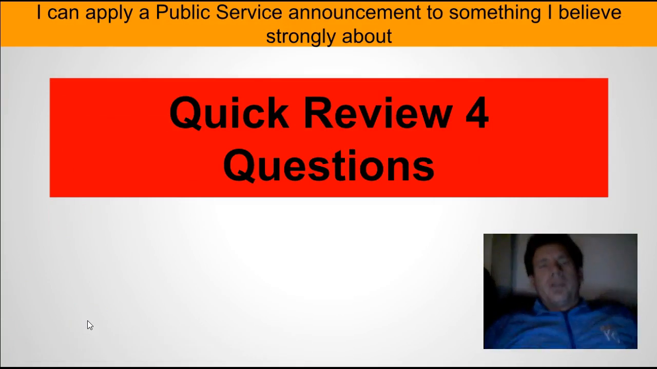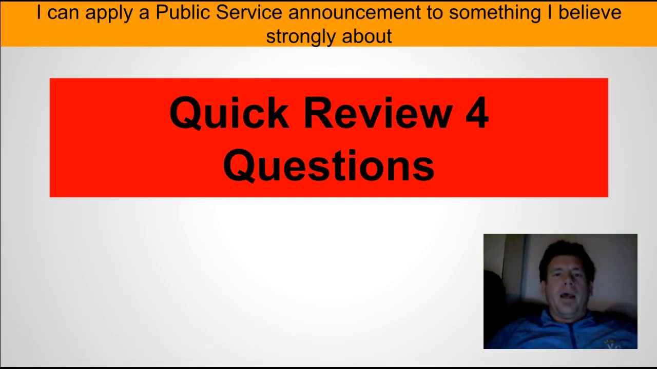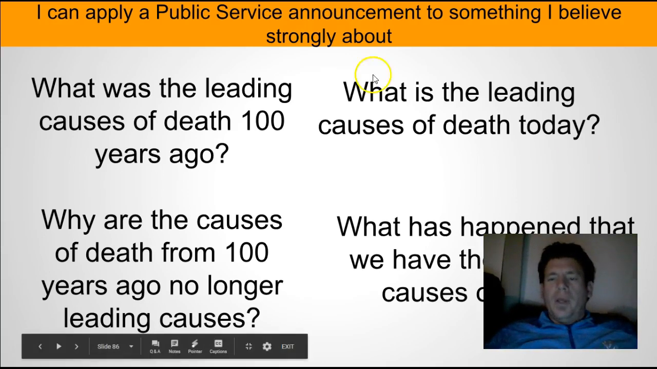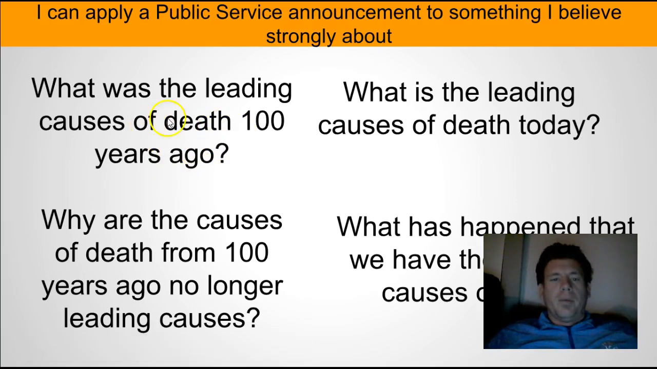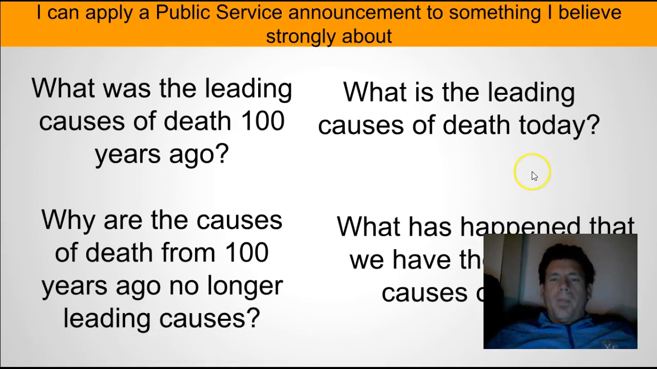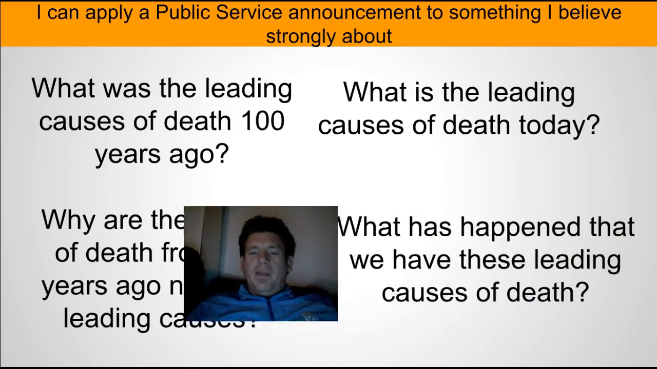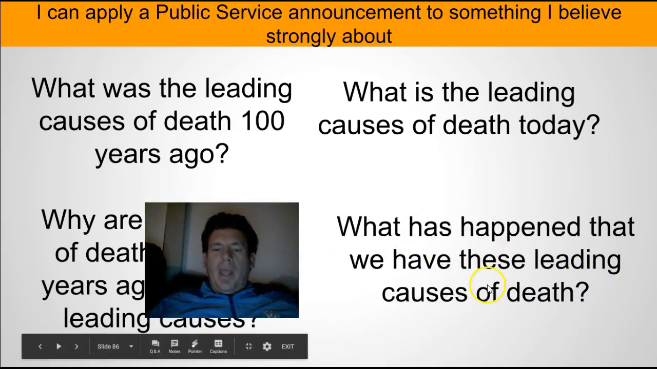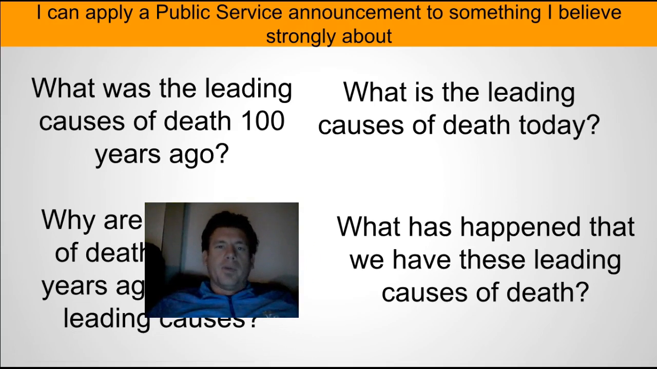All right, so there were four questions at the beginning of the semester that I talked to you about, and here are those four. So the first one was, what is the leading cause of death 100 years ago? We talked about those. Those are things that are uncontrollable diseases. Why are those causes of death from 100 years ago no longer leading causes? And that's because of the advancement of medicine in short terms. And then the other two questions over here, what is the leading cause of death today? So those two were motor vehicle accidents and heart disease. And then down here in the bottom right, what's happened to where we have these leading causes of death, and that's basically because of risk factors and our own choice, our own behavior.